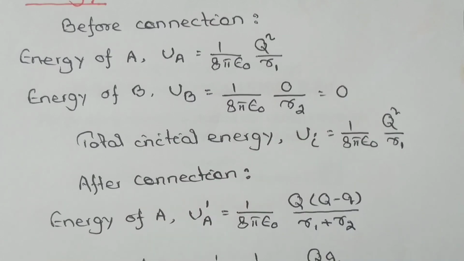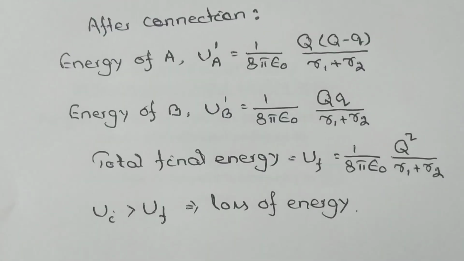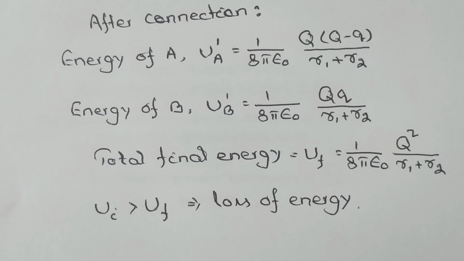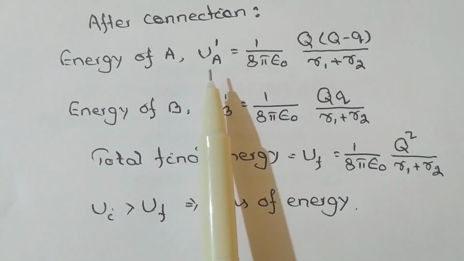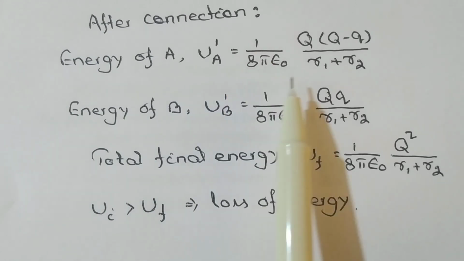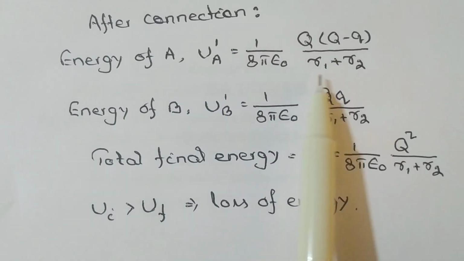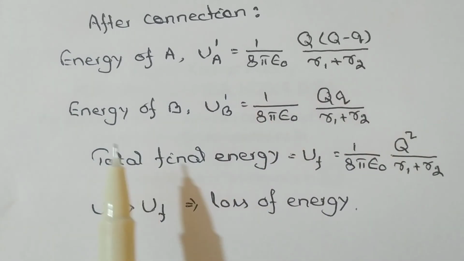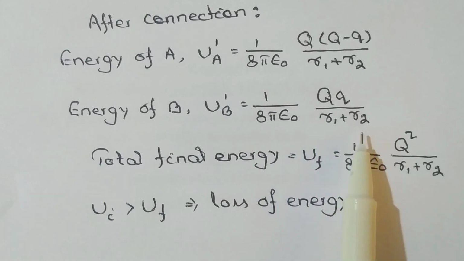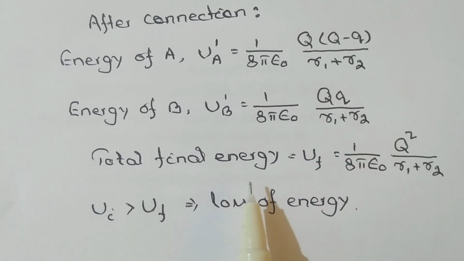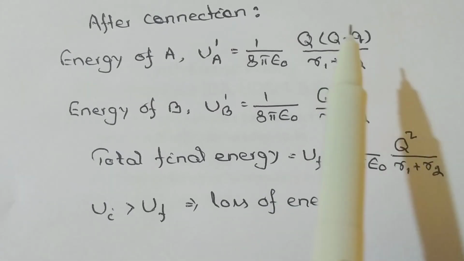But after connection, when both acquire the common potential, the energy of A is UA dash, which I have written as 1 by 8 pi epsilon 0 into Q into (Q minus q) by (R1 plus R2). We have already checked that. Hence the energy of B we have also calculated. Hence the total final energy after connection will be 1 by 8 pi epsilon 0 Q square by (R1 plus R2). This is the final energy, and this is the initial energy.